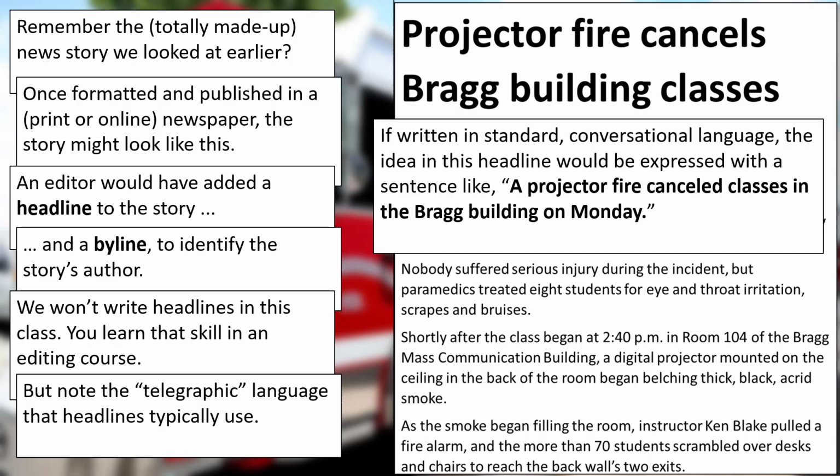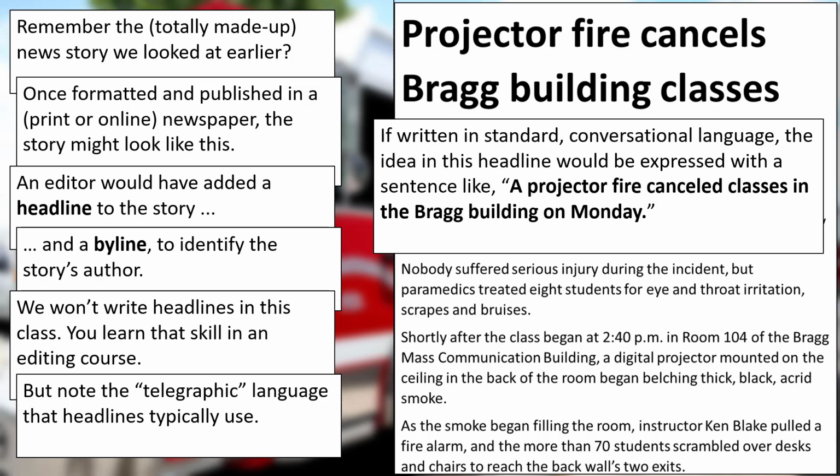For example, this headline reads, "Projector Fire Cancels Bragg Building Classes." You see how kind of stilted and strange that sounds. If you were telling a friend of yours about this story, you wouldn't go up to your friend and say, "Projector Fire Cancels Bragg Building Classes." No, you wouldn't do that. You would use natural conversational English language.